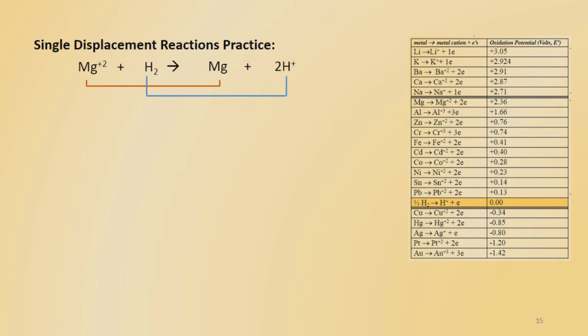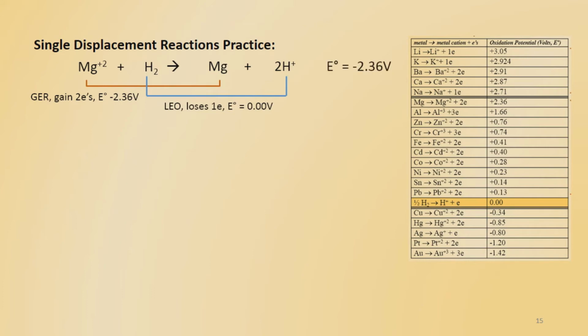So when you read the series left to right, use the value stated. When you go right to left, change the sign. Negative 2.36 volts for the reduction of magnesium ion to magnesium metal. Now hydrogen, either way, is 0 volts. So the reduction of magnesium is unfavorable, negative 2.36 volts. And the oxidation of hydrogen to H+ is 0 volts.